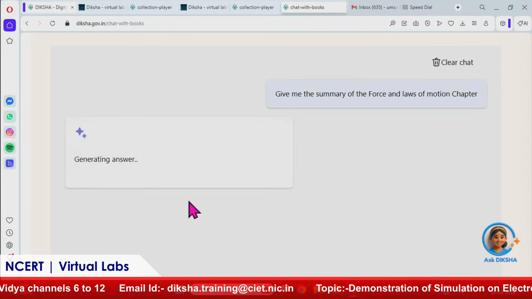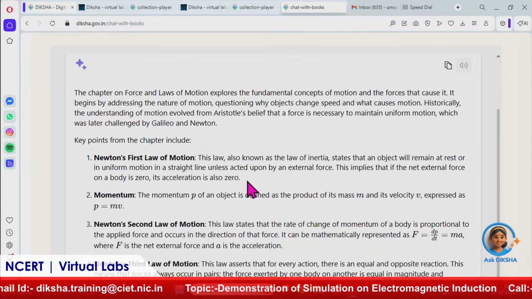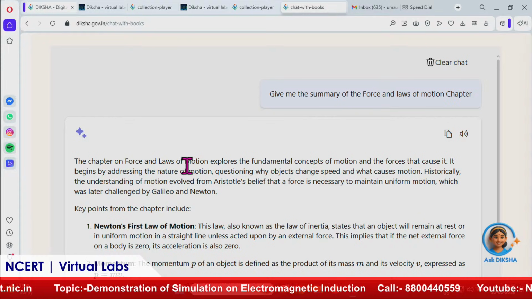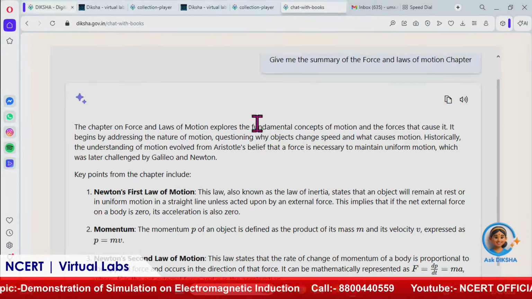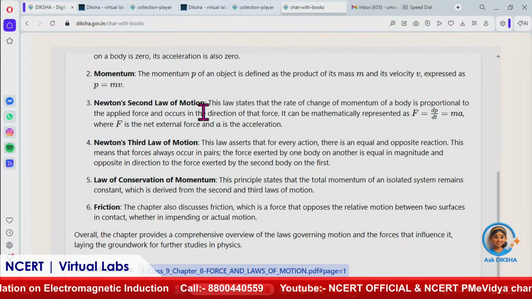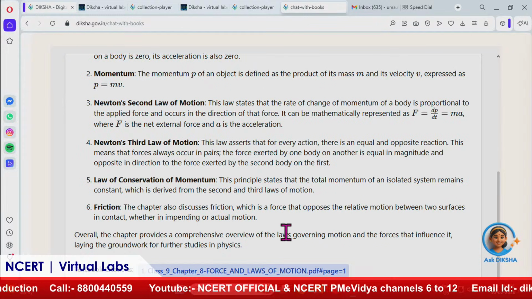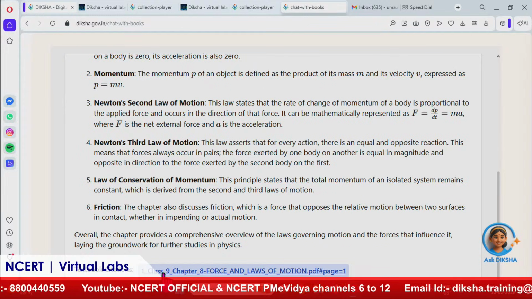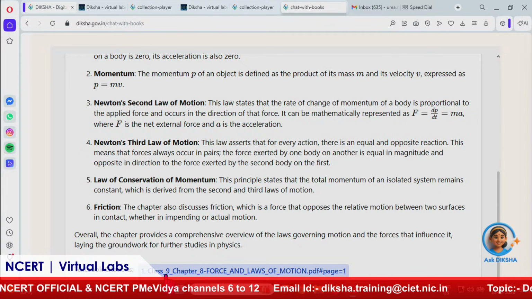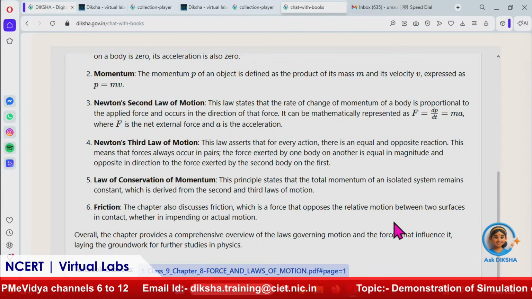Let me wait. I think it is hanging. Oh, it has taken that earlier question. Suppose, for example, give me the summary of the force and laws of motion chapter. Here the entire detailed version of that topic is there: what is momentum, what is the second law. And the main thing is that it is aligned with the NCERT text only. It gives you the citation of class 9th, chapter 8th, force and laws of motion, like this.